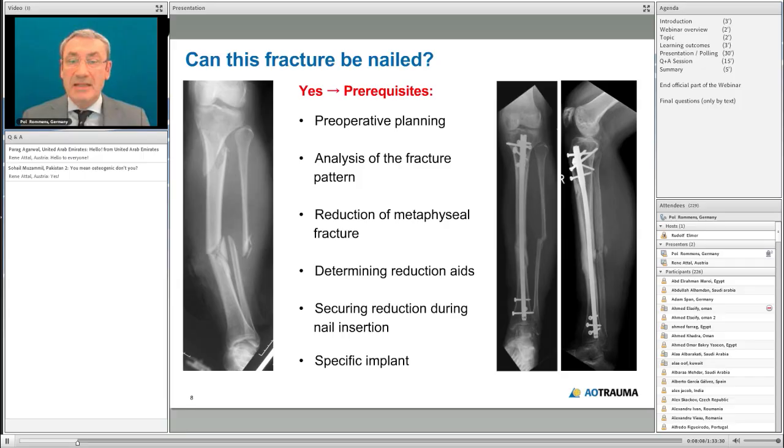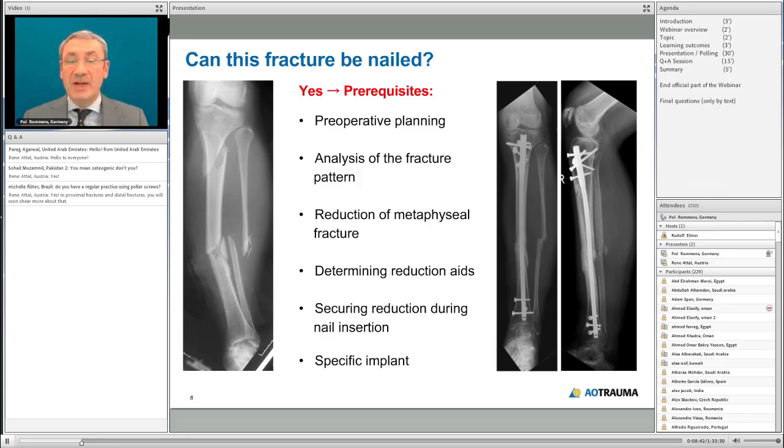This fracture can indeed be nailed, but we agree that this is a difficult procedure. So if we nail these fractures, there are several prerequisites. We need a preoperative planning in which we thoroughly analyze the fracture pattern, especially this of the proximal fracture. We will need a reduction of the metaphyseal fracture before we start the nailing procedure.